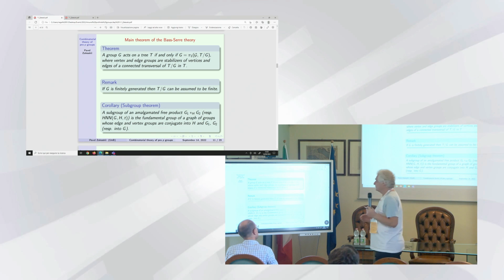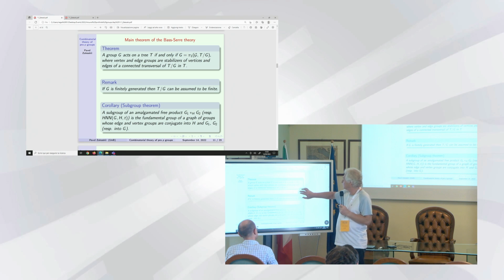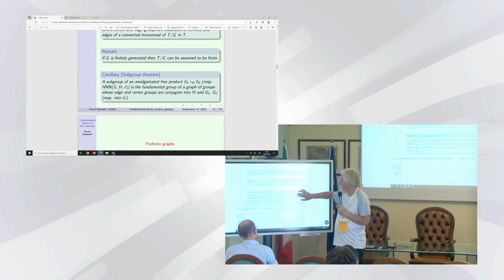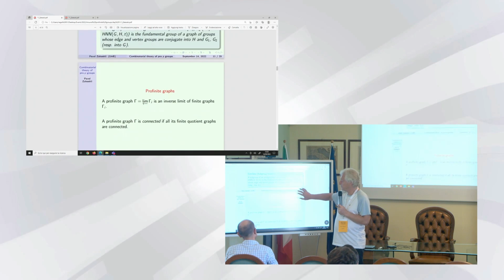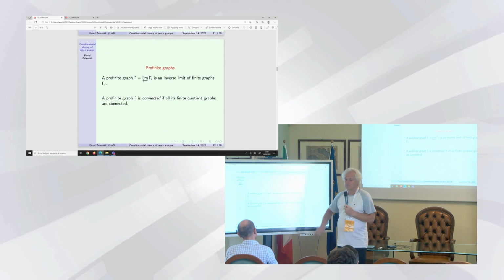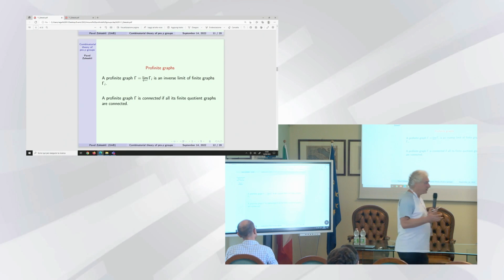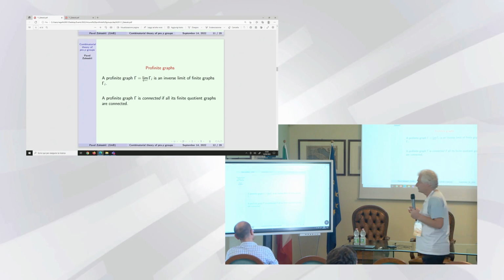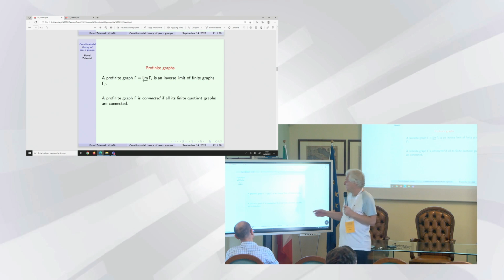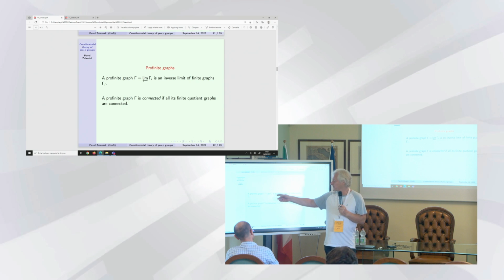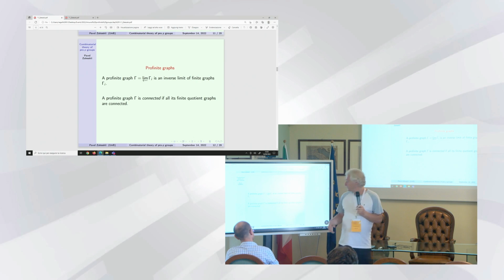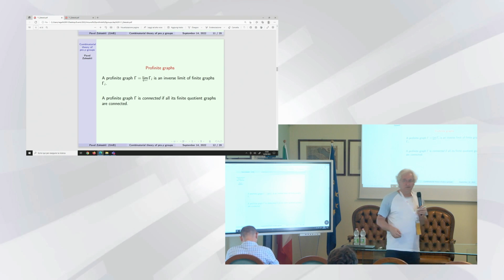Now, what do we do in the pro-p case? We need to define a profinite graph. So, a profinite graph is easy to define. We just take the inverse limit of finite graphs. That's it. Now, a profinite graph, we say that it is connected if it is an inverse limit of finite connected graphs. So every finite portion of this becomes connected.